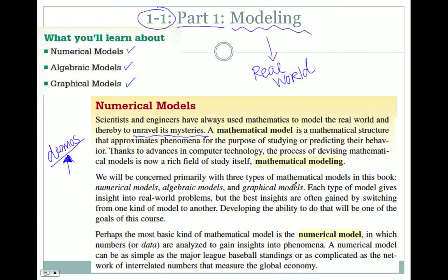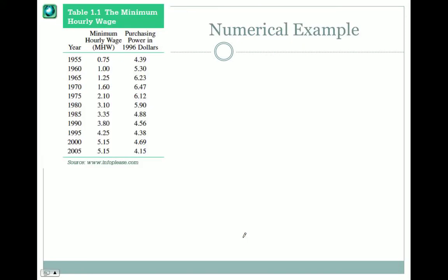Okay, so we're going to start with numerical, which is the first level, the basic. You're looking at data, you're looking at numbers, and you're analyzing those numbers to gain insights. Let's look at our first example. With a numerical example, you're given a table of some kind. This is an example in your book.